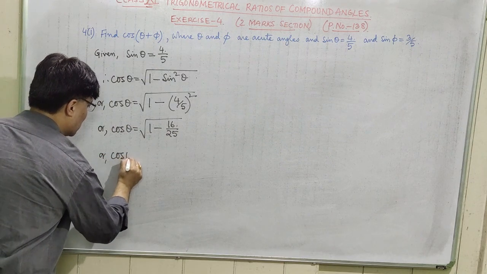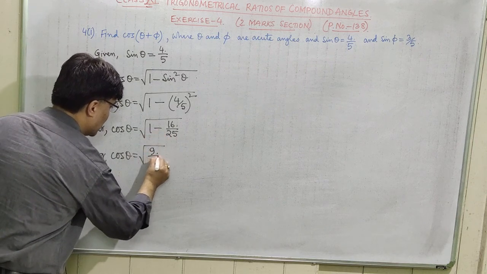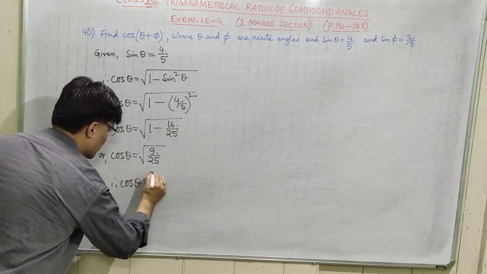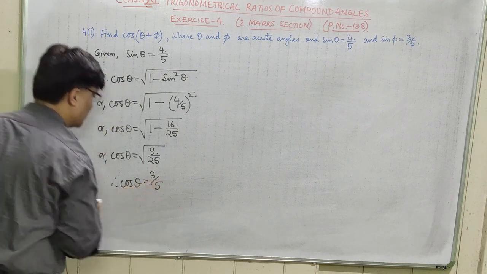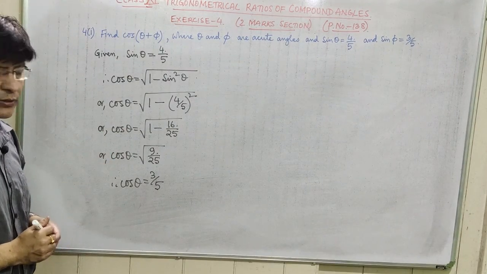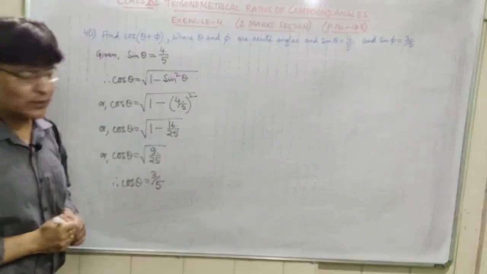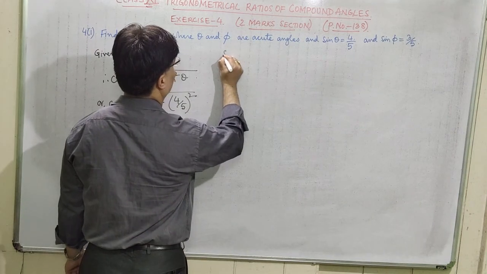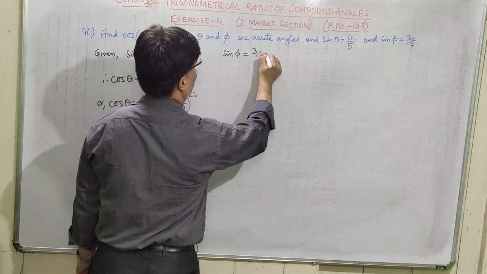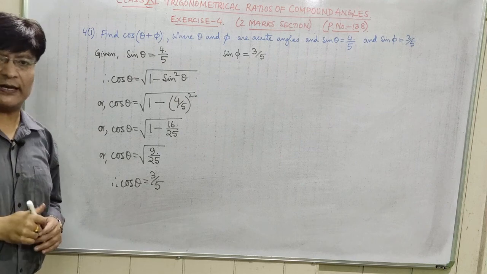Or what is cos theta now? It is root over 25 minus 16 is 9 by 25. So what is the value for cos theta? Square root of 9 is 3 divided by square root of 25 is 5. That means cos theta is equal to 3 upon 5. So we got it. Okay. Now again from sin phi you have to get the value for cos phi. Okay. So let us write sin phi now. So here sin phi is equal to 3 by 5. Now from this value of sin phi you have to find out the value for cos phi.